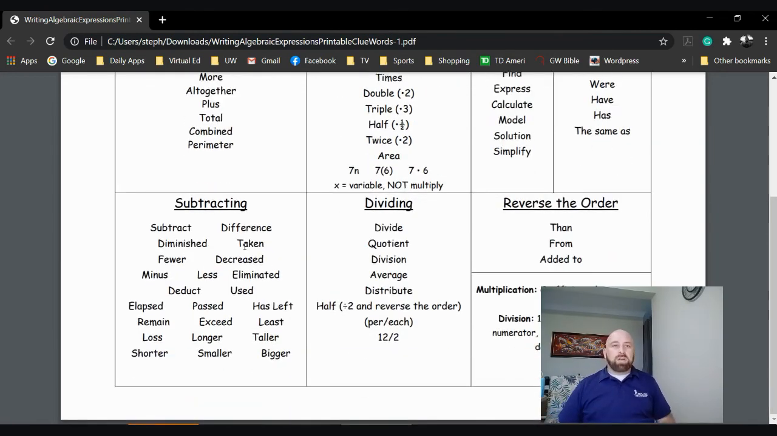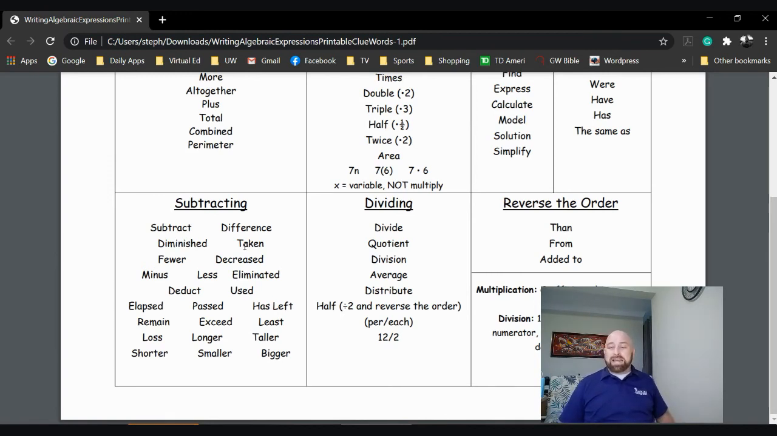All right, so now when you're doing subtraction: subtract. That's the first one. Difference, and that's the answer to a subtraction problem. Remember that. Diminished, you might not know that word, but that means to make smaller. So you're subtracting. Taken, if you take away, you're subtracting. Fewer, that's an important one because you'll see that and maybe you don't know that word very well. Decreased, minus, less, eliminated, deduct. There's a lot of words there. So pay attention to those subtraction words.